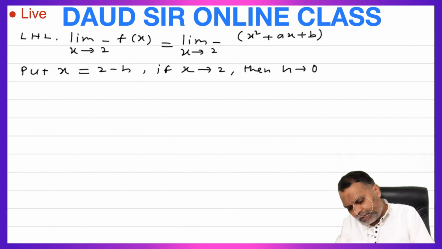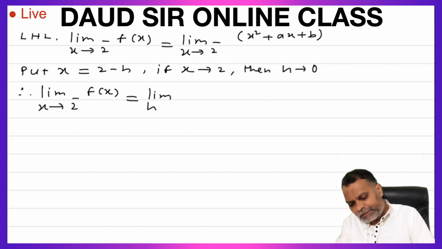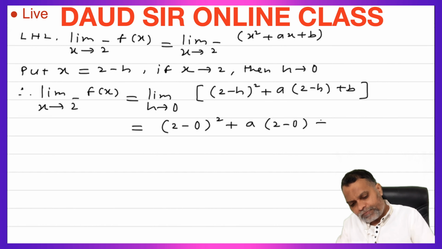Therefore, left hand limit will become limit x tends to 2 minus f of x is equal to limit h tends to 0, x is equal to 2 minus h whole square plus a, put x is equal to 2 minus h, plus b. Put h is equal to 0, so 2 minus 0 whole square plus a, 2 minus 0 plus b, 2 square 4 plus 2a plus b.